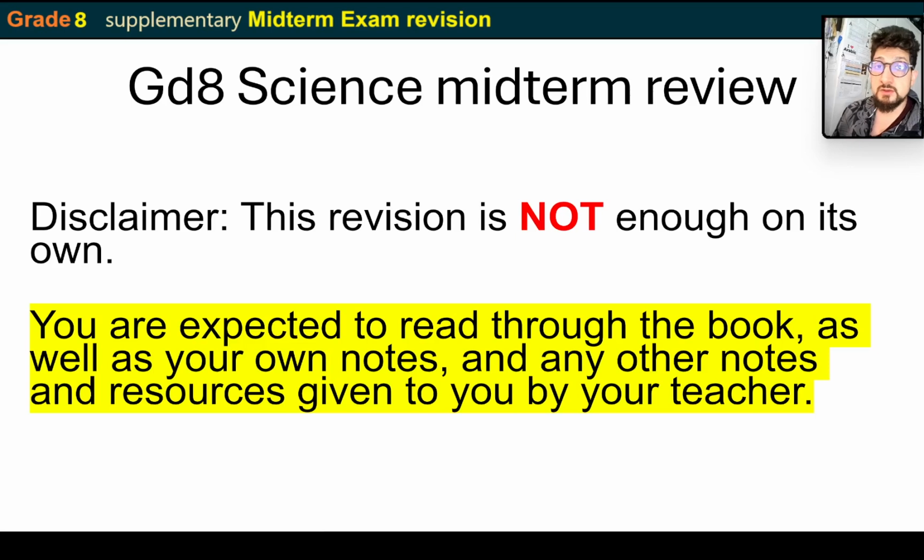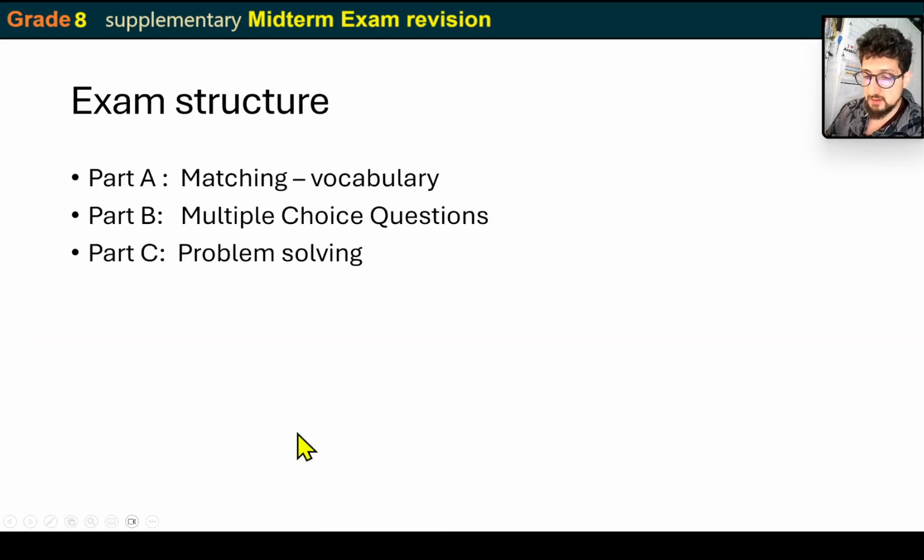So you are expected to go through the book, you're expected to go through your notes, and through any other notes or worksheets that your teacher has given you. It is a midterm exam after all. So what we expect from you is that you go through the notes and you go through the books. Now this should be a good review that covers most of the topics, and obviously that's the whole point of it, that it covers as many of the topics and as many of the keywords that you need to know. However, I must say it's not enough on its own. Okay, right, and with that out of the way, let's carry on.